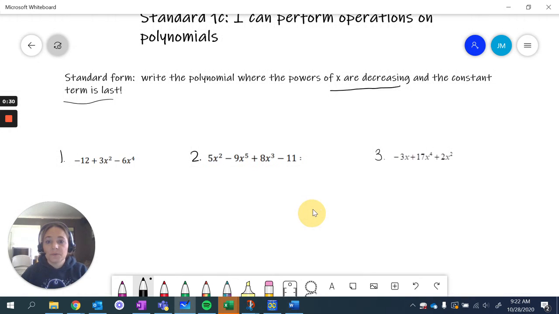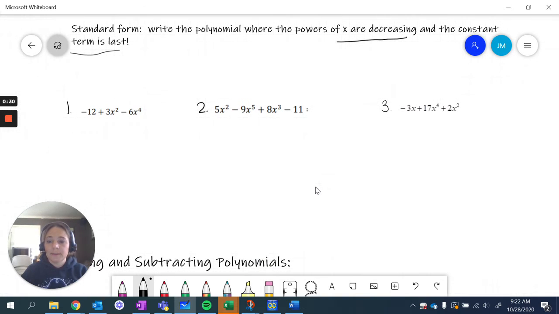So really, when you go to do this, let's look at number 1. Step 1 is to identify the biggest exponent. So there's no exponent on the -12. There's an exponent of 2 on the 3 and an exponent of 4 on this one. So this is our highest exponent here. So this is going to be our very first term to rewrite, and the symbol that's right in front of it goes with the term. So it's going to say negative 6x to the 4th. And when you're done, you can kind of cross that one out.